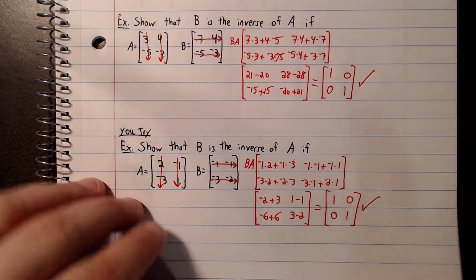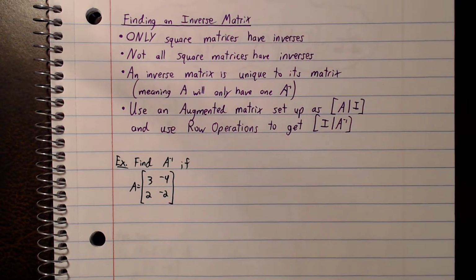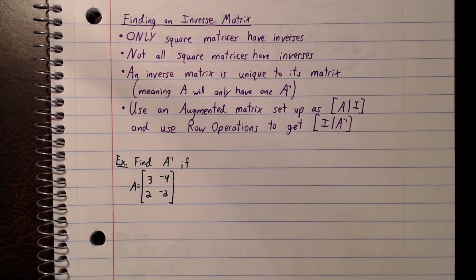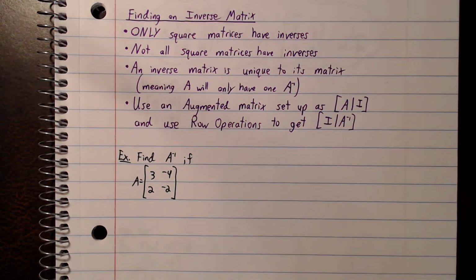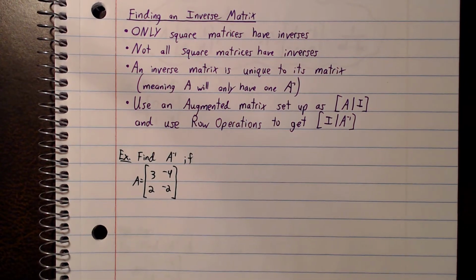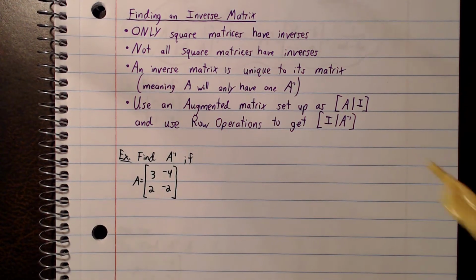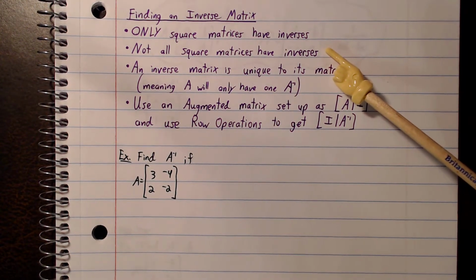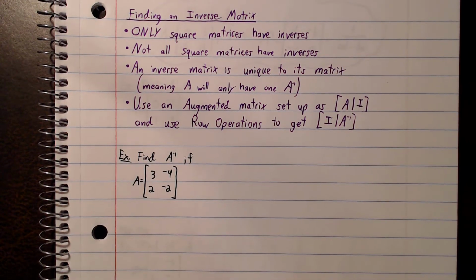That's showing it. Now, what happens if we want to find an inverse? This is all purple. You don't have to write purple down. Remember, these are just thoughts, basically. So here we go. Finding the inverse matrix. Only square matrices have inverses. So if we have a 3 by 2, we're not going to have an inverse. Not all square matrices even have inverses. We will get back to this idea after a couple of practice problems, and we'll come back to whether or not we can even find an inverse.